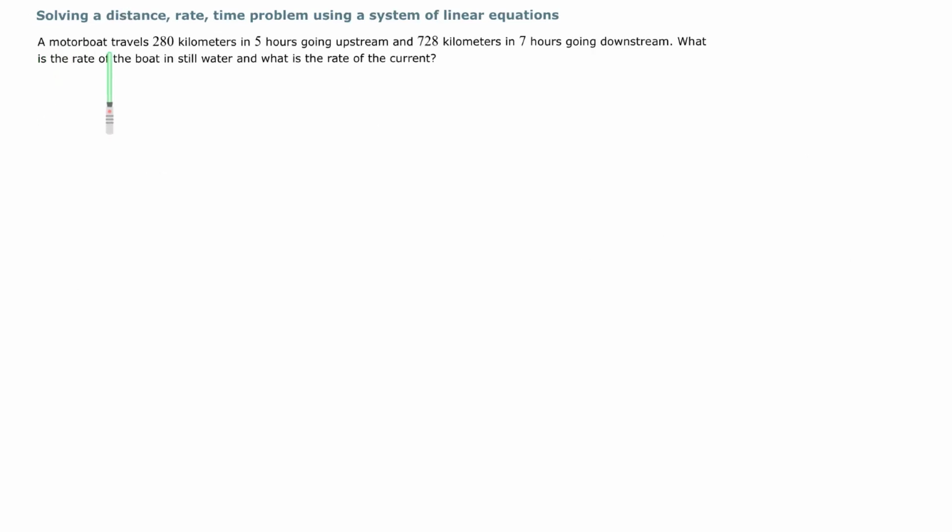A motorboat travels 280 kilometers in 5 hours going upstream. Let's draw that as scenario 1. Scenario 1 is actually a stream, and that's going upstream. If it's going upstream, it's going to be going a lot slower because it's going against the current. And what would scenario 2 look like?